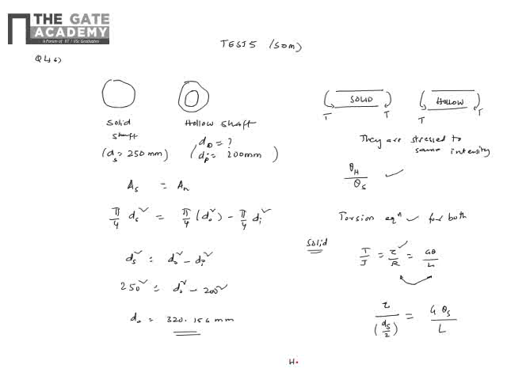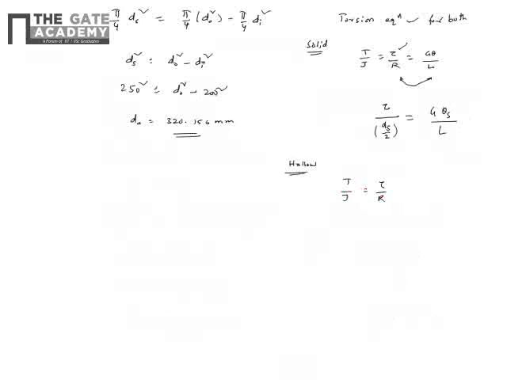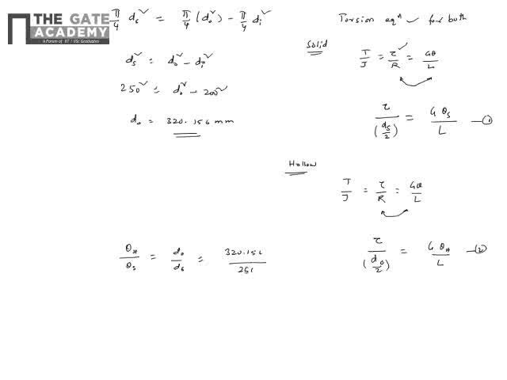Now if I apply it for the hollow, T by J is tau by R is G theta by L. Applying the second and third, because I don't know how much torque is applied, the stress is the same. R is the outer periphery, which is d naught by 2, G is the same, and theta hollow by length, and the lengths are the same. So if I divide one by the other, theta h by theta s on the right side will be equal to d naught by ds. That's what I get. D naught by ds, which is 320.156 by 250.